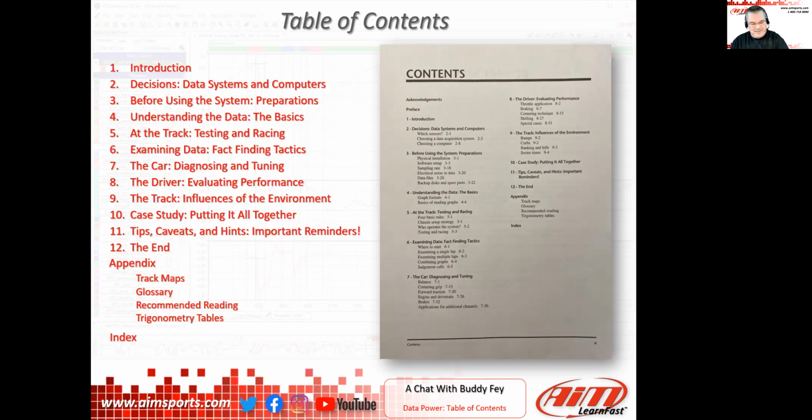So I was able to purchase a second book, and if some of you are interested, there are used copies that pop up out there occasionally. Look at the way that the table of contents was built. To me, it's just a nice stepping stone of walking through engineering a car. Decisions before using, understanding it at the track, looking at the data, the car, the driver, the track, right? The big influences. And then what I reread this morning, case study, putting it all together.